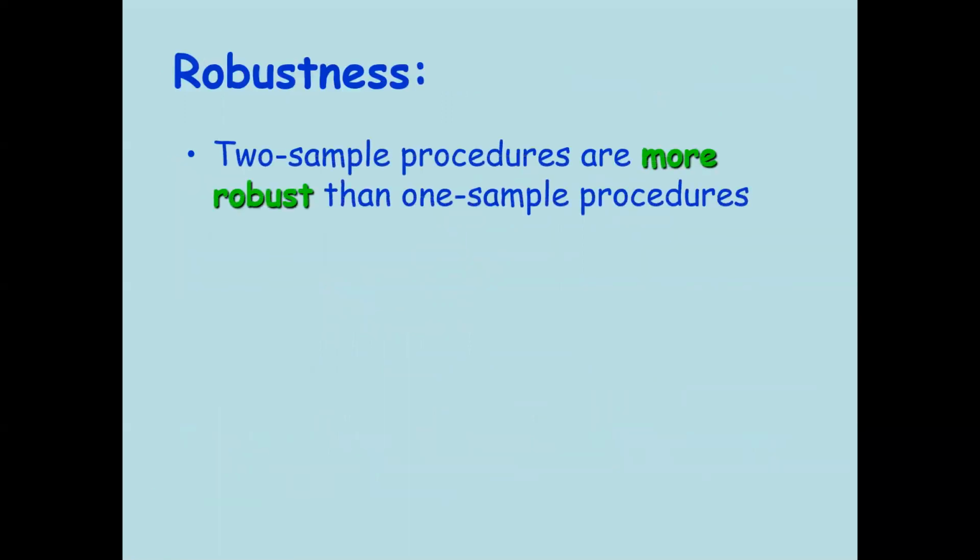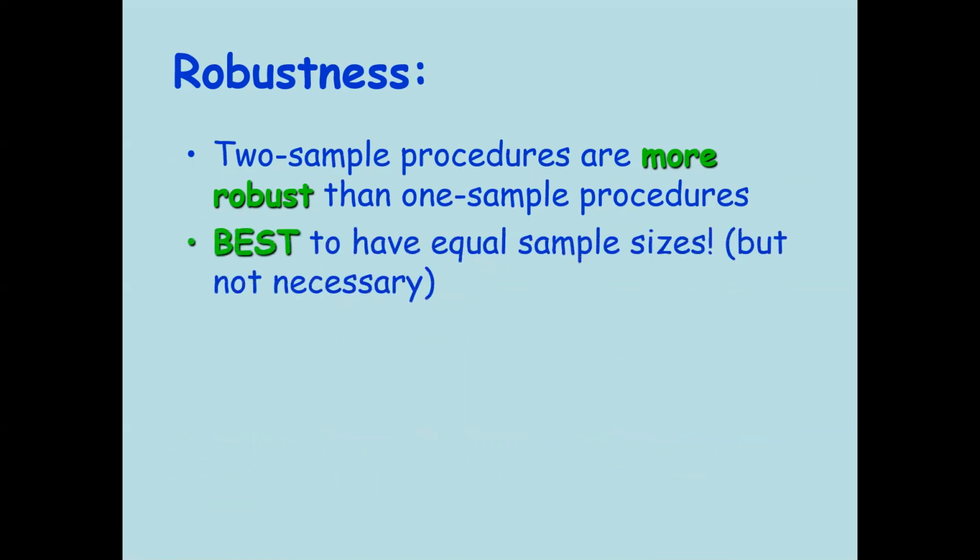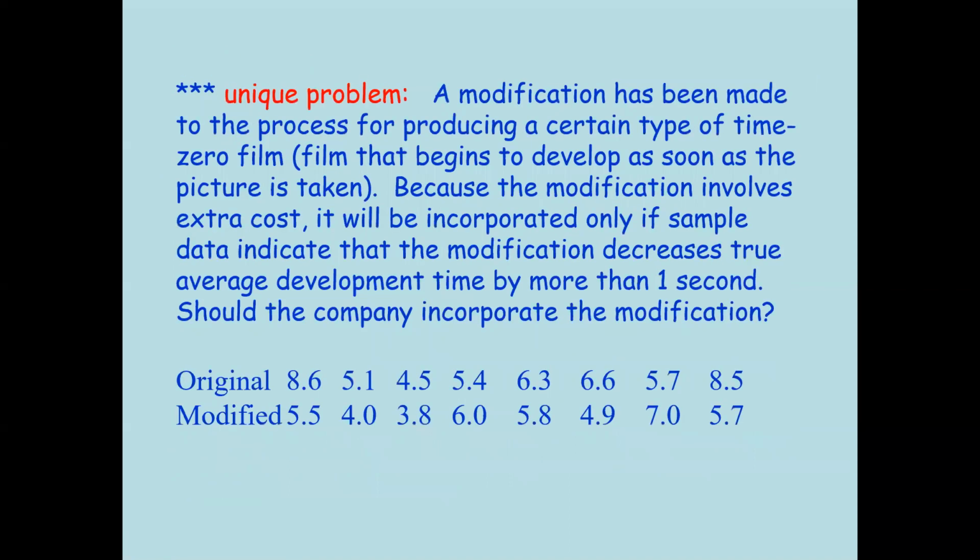So robustness, 2 sample procedures are more robust than 1 sample procedures. It's best to have equal sample sizes, but not necessary. So let's look at this problem, a very unique problem. A modification has been made to the process for producing a certain type of time zero film. Because the modification involves extra cost, it will be incorporated only if sample data indicate that the modification decreases true average development time by more than 1 second. Should the company incorporate the modification?